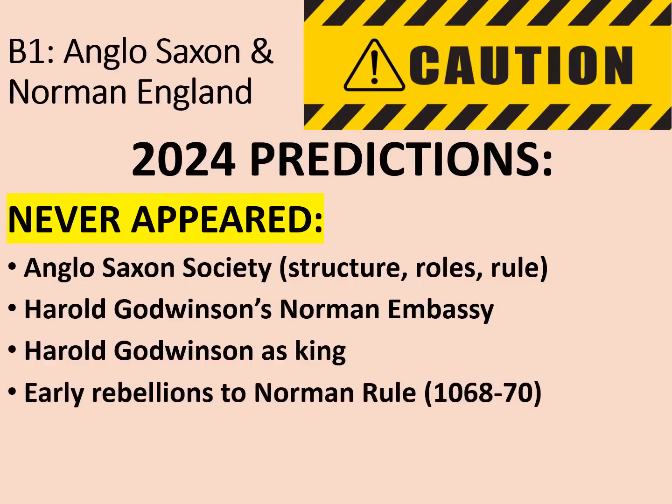Then there's another quite surprising one. The early rebellions to Norman rule from 1068 to 1070. The rebellions, for example, up in the north by Edgar the Atheling, etc. These are quite complex and they're quite easy to mistake as well. So it's quite surprising that these haven't come up before. They would be a great way of sifting between people who had just sort of broad knowledge and really specific knowledge of the topic. So again, that might be a good one to revise if you are a little bit, shall we say, shaky on the specifics of those different rebellions.